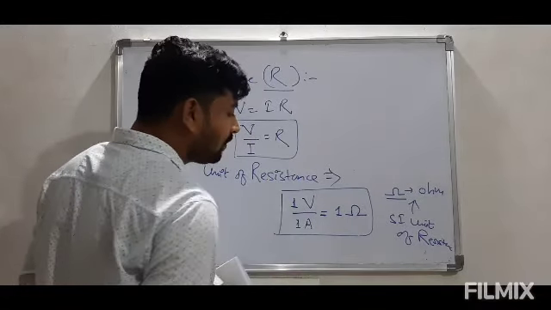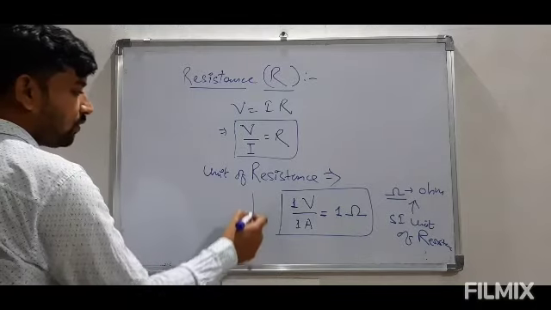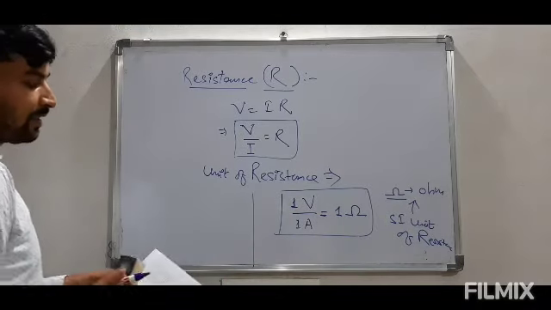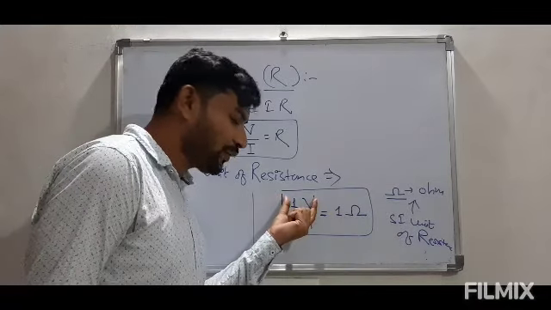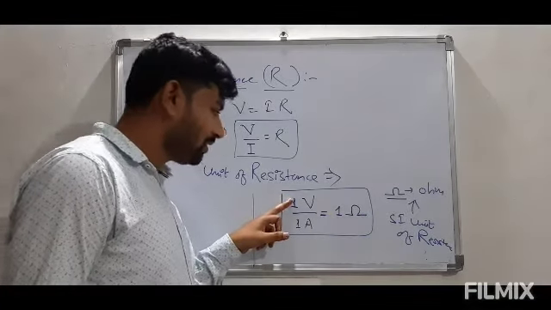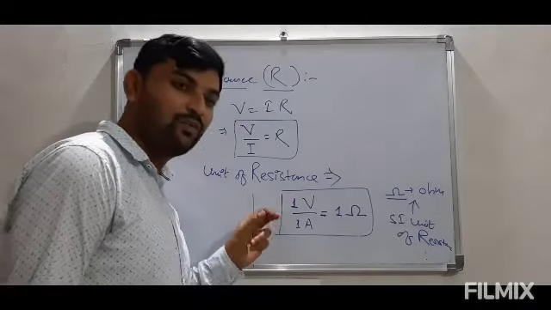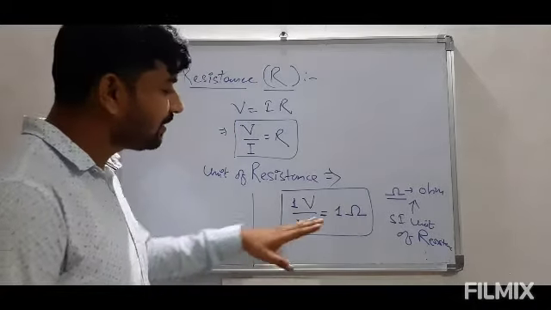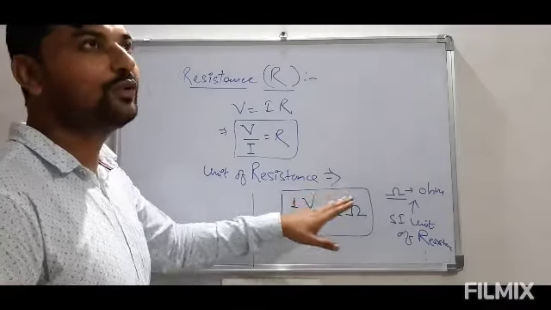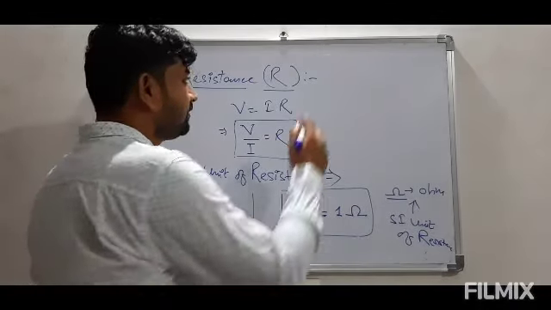Now let us define 1 ohm by using this relation. It is very clear that if there is a potential difference of 1 volt, and if 1 ampere current is flowing through that circuit, then the resistance will be 1 ohm. What does it mean?